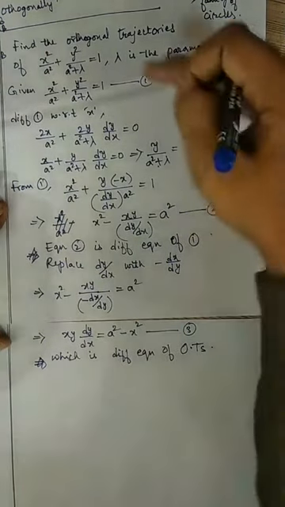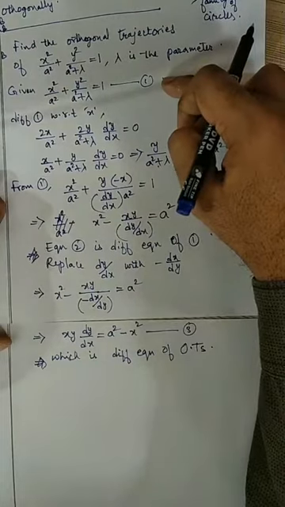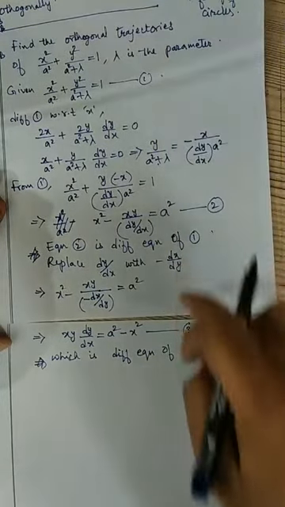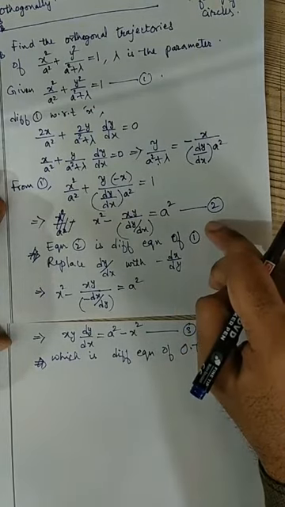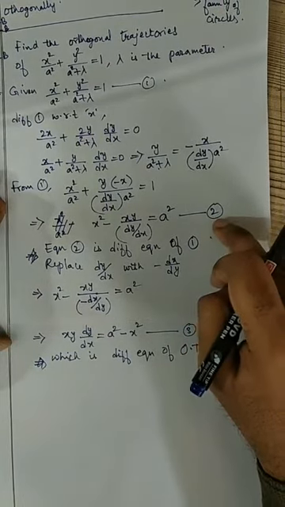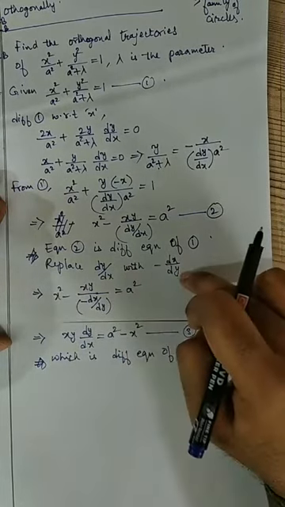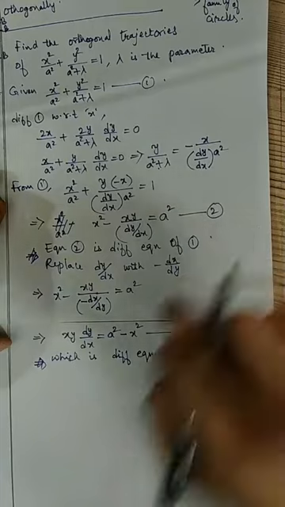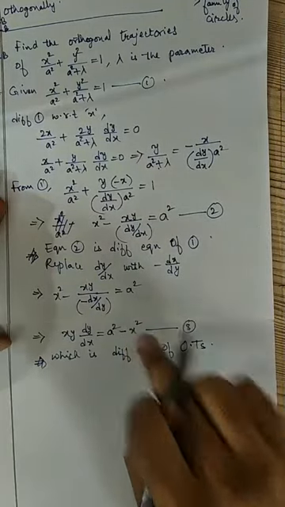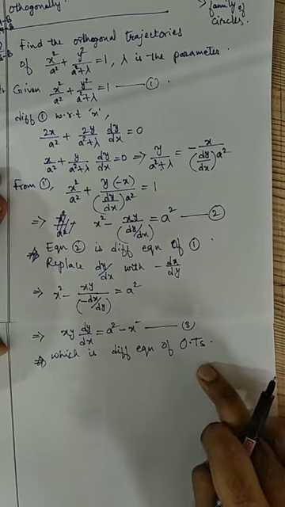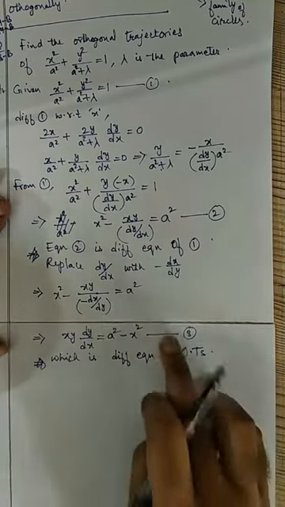Hope you are following the procedure. What we have to do, we have to differentiate the given differential equation with respect to x and eliminate the arbitrary constant. Then we will get a differential equation which is called the differential equation of the given family. Now in this differential equation, we have to replace dy by dx with minus dx by dy. Then we will get one more differential equation which is the differential equation of orthogonal trajectories. Now to get the orthogonal trajectories, we have to solve this differential equation.